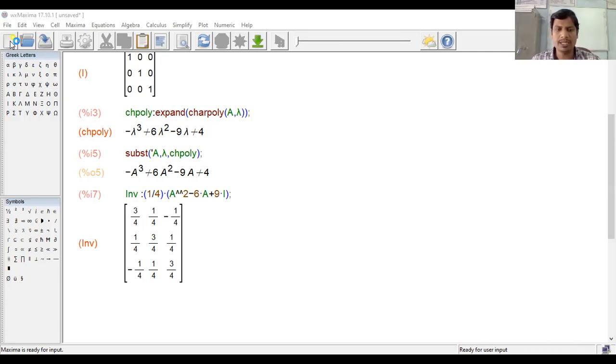See here: inverse, then colon of 1 divided by 108 into, that is star, then A square minus 18A, then plus 81 I. Then close bracket, semicolon, shift enter. See here, that is the result: 2 by 9, minus 1 by 9, 1 by 36, then minus 1 by 9, 2 by 9, 1 by 36, then 1 by 9, 1 by 9, 11 by 36. This is the final inverse of A.